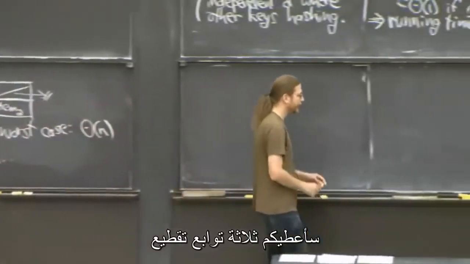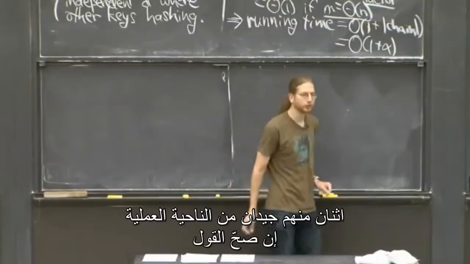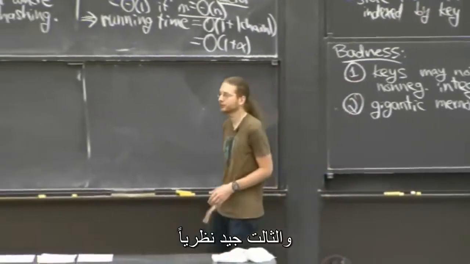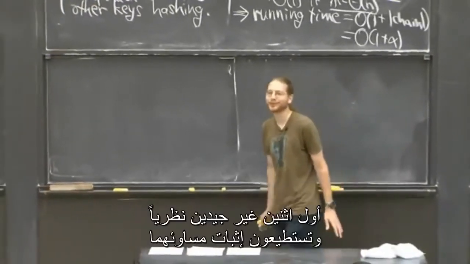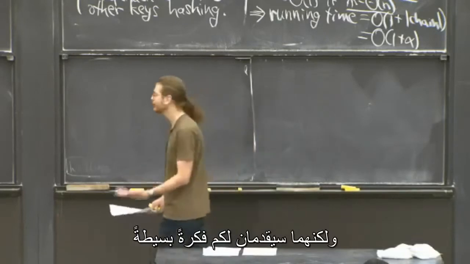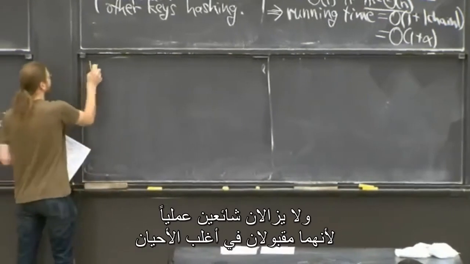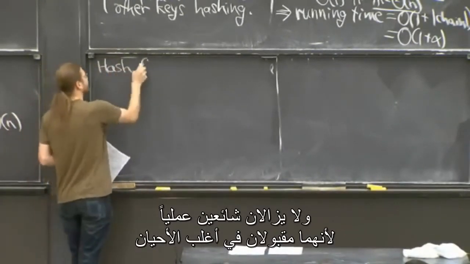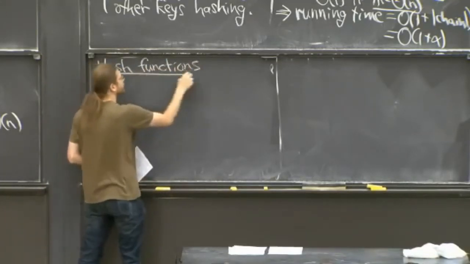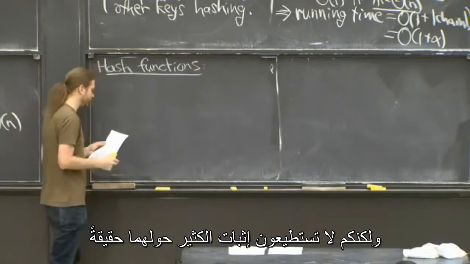I'm going to give you 3 hash functions, 2 of which are, let's say, common practice, and the third of which is actually theoretically good. So the first 2 are not good theoretically. You can prove that they're bad, but at least to give you some flavor. And they're still common in practice, because a lot of the time they're OK. But you can't really prove much about them.